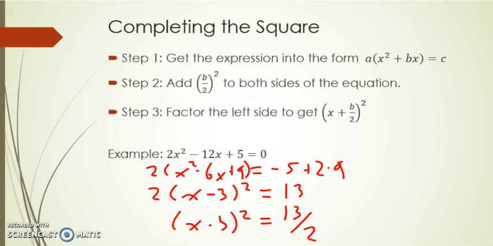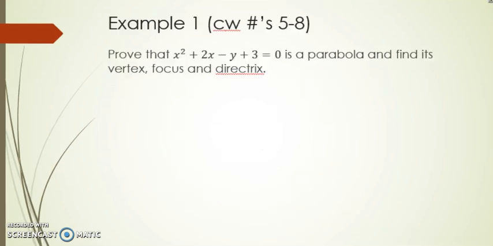Now usually if you're solving an equation using completing the square, there are a couple other steps that you would perform from here, like taking the square root of both sides, but we don't need those for our purposes of proving that an equation is a parabola. So let's look at an example similar to what you'll have in the assignment.